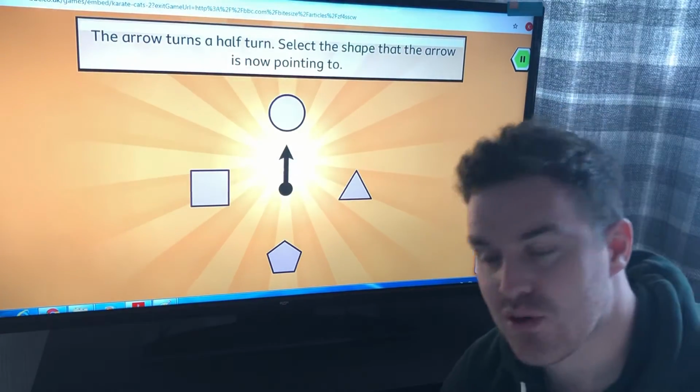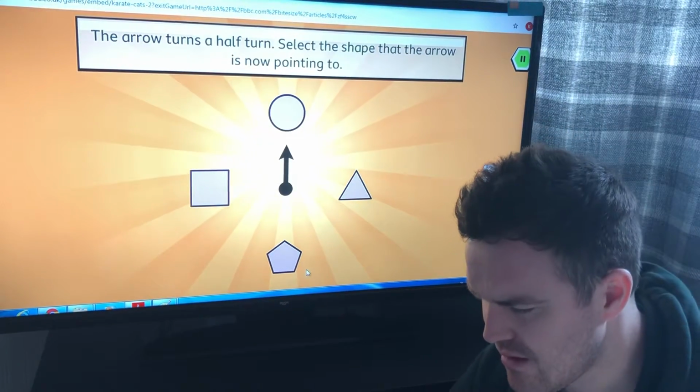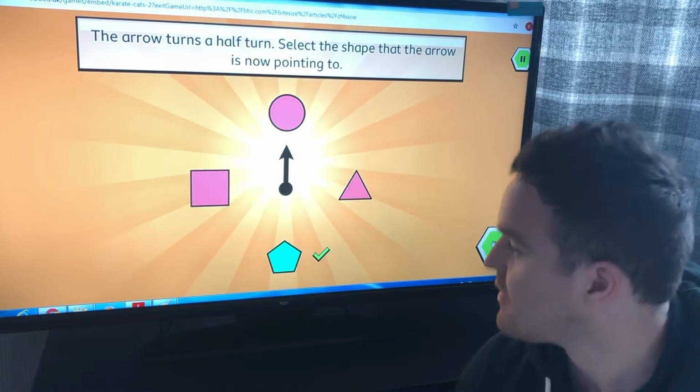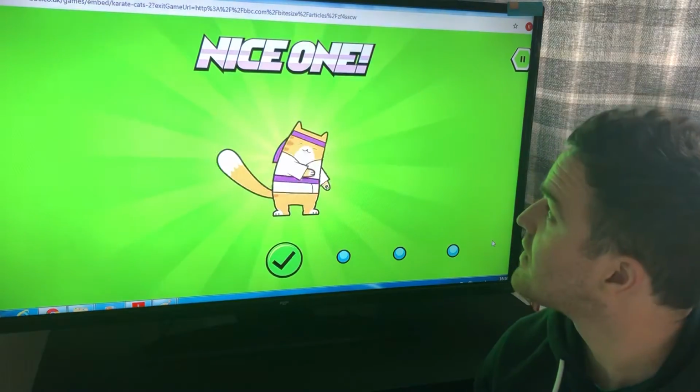So what shape am I going to be pointing at for that one? Yes, it's that pentagon down at the bottom. Well done. It's gone green because we got that right. And it says, nice one.